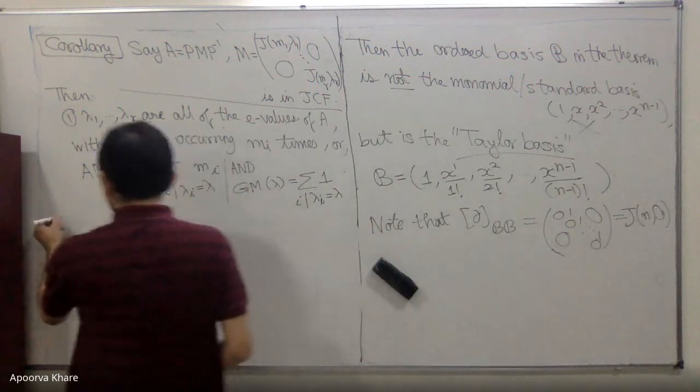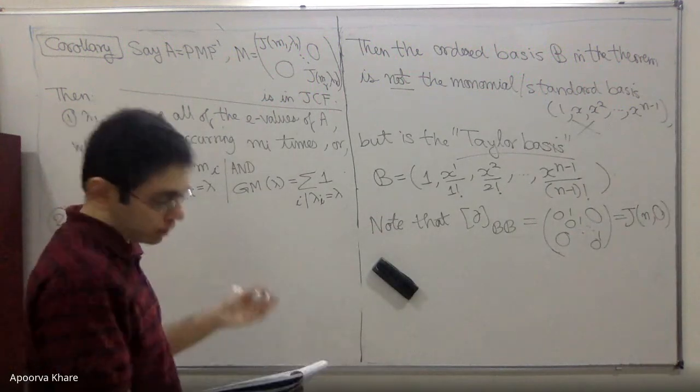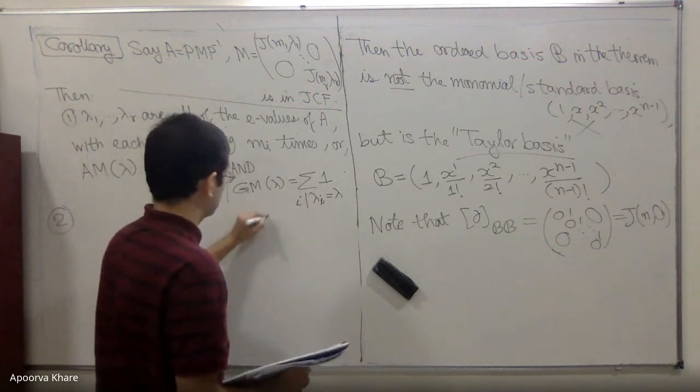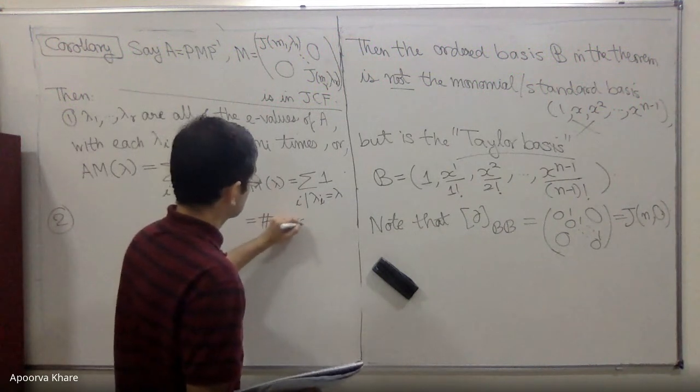And that's again, as I said, obvious from how Jordan canonical forms work, right? So this is just the number of Jordan blocks.